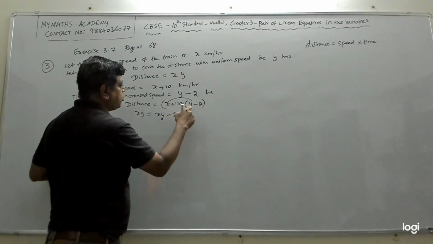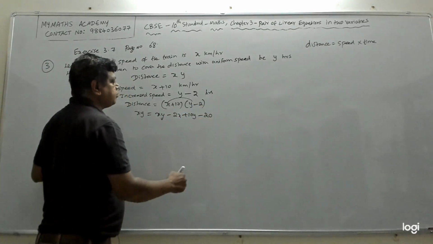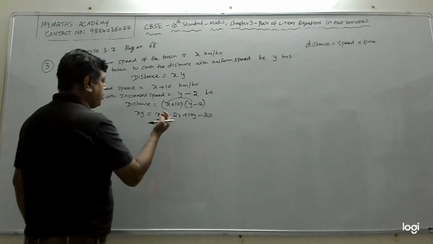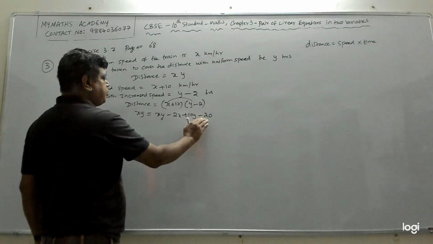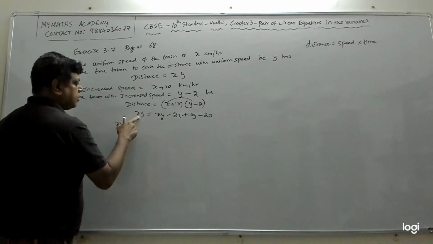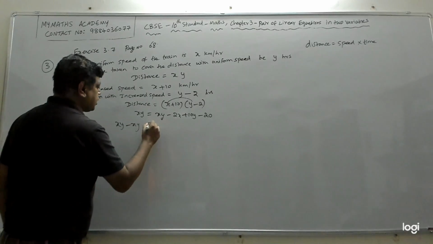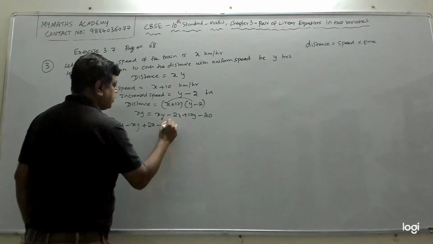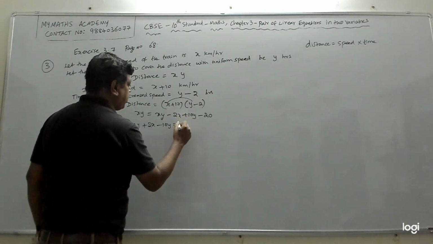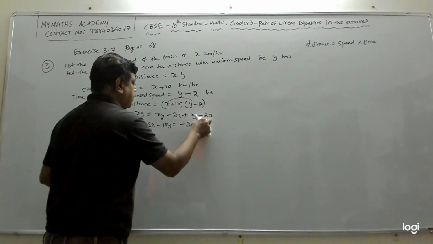Then 10 into y is plus 10y. Then 10 into minus 2 is minus 20. Now we'll bring all the variables to one side and the number this side. So this xy comes this side, and this xy comes here, it will become minus xy. Minus 2x comes here to become plus 2x. Then plus 10y becomes minus 10y. And 20 stays here only, so it remains minus 20.